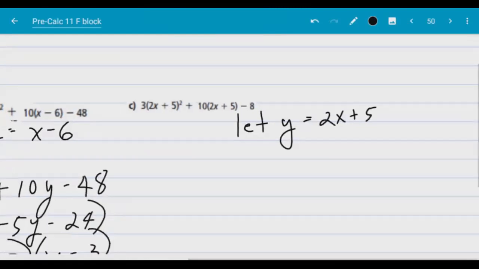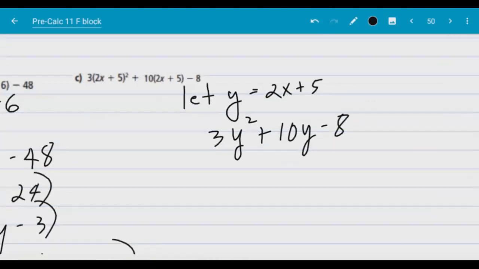So I am able to turn this expression into a new one, which would be 3y squared. Where did the y squared come from? I took out the 2x plus 5 because I substituted it here. It becomes a y, and it has an exponent of 2. Plus 10 what? Yes, if you're thinking it's 10y, you got it right. Minus 8. So this is all we have to factor. And once we are able to factor this, just bring back the substitution of y, and we simplify.